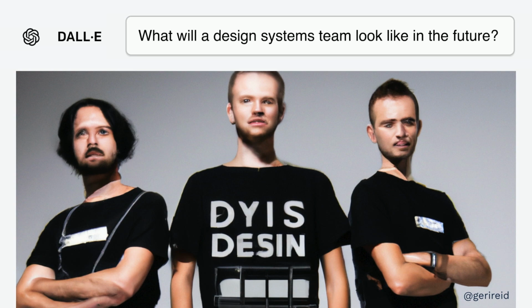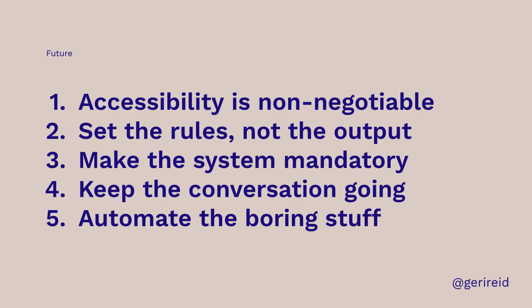Sadly, I've left my crystal ball back in London, so rather than make future predictions, I'm going to cover my top 5 highly opinionated opinions on the future of design systems. The things I'm going to cover here are, number 1, accessibility is non-negotiable. Number 2, set the rules but not the output. Number 3, controversial one, make the system mandatory. Number 4, keep the conversation going. And finally, automate the boring stuff.